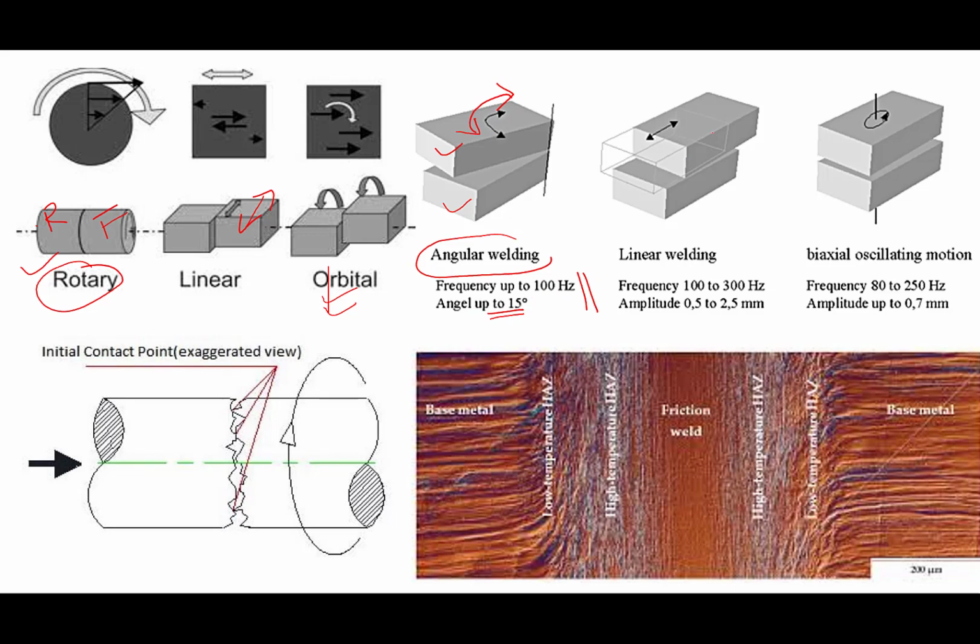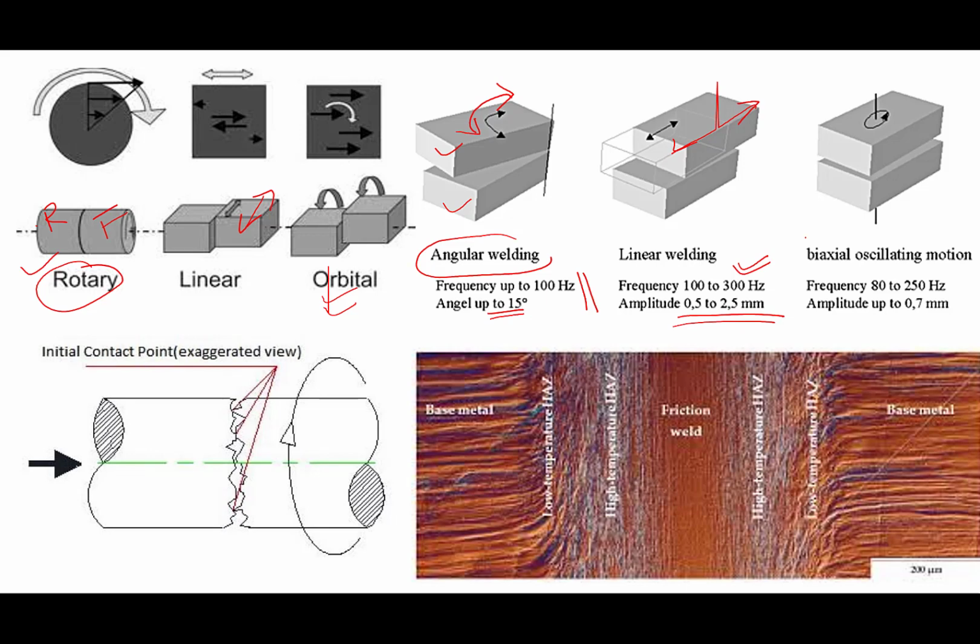Linear friction, say the workpiece is being moved back and forth like this. So the amplitude of the movement can be from 0.5 to 2.5, in the range of a frequency of say 100 to 300 hertz. It's not in the range of ultrasonic. Ultrasonic amplitude is much lower and the frequency is much higher. So that's the difference here.